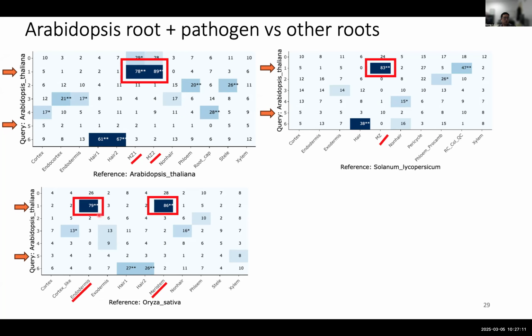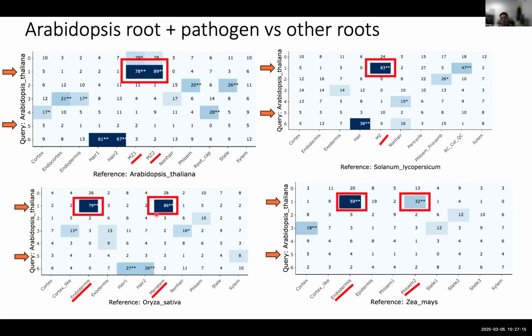Next, you look at rice, you still get the meristematic zone enrichment here, but you start to see overlapping of this cluster 1 with endodermis in rice. And when you move to maize, the meristematic cluster is gone, but the endodermis remains. That means this cluster number 1, which is not the pathogen infected cluster, may have some endodermis marker genes in there in Arabidopsis.